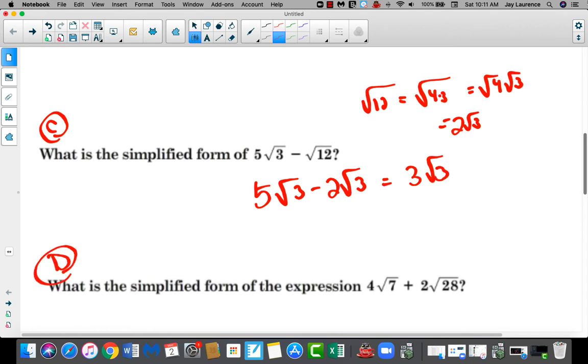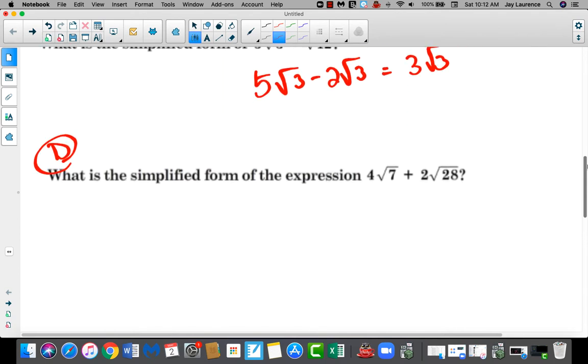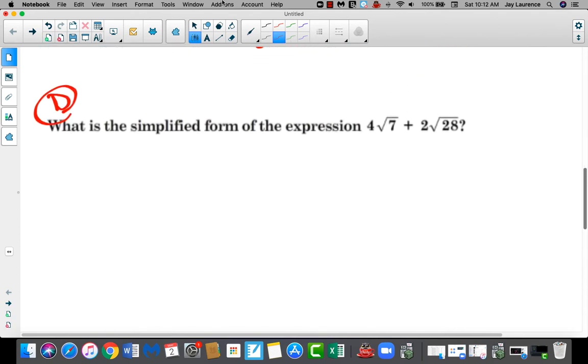It looks hard, looks difficult, looks confusing. It's not. If you mastered the simplifying rads part, that'll be simple for you as well. Okay, go ahead and pause and try problem D.